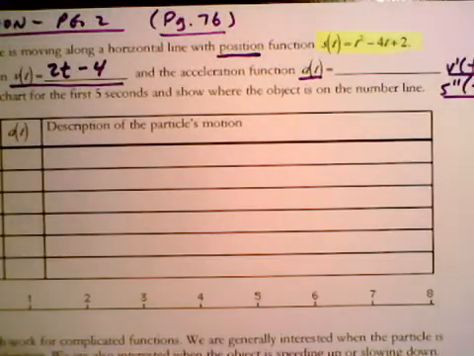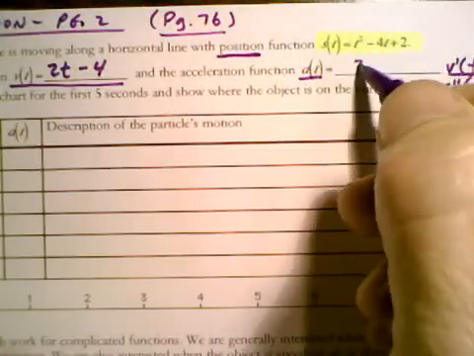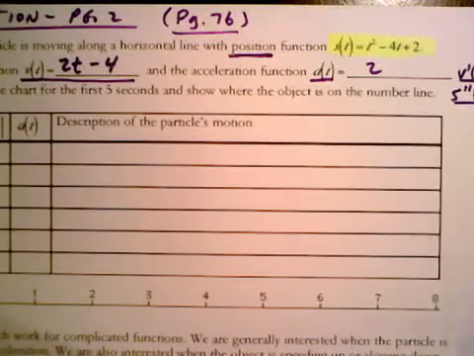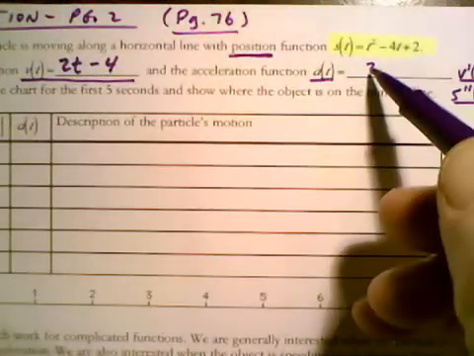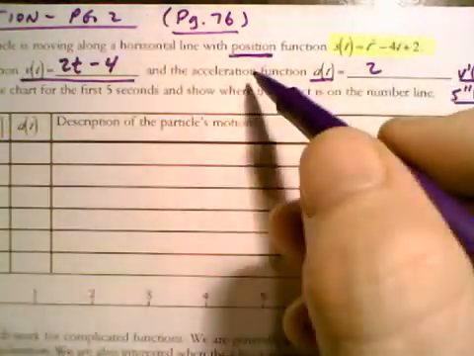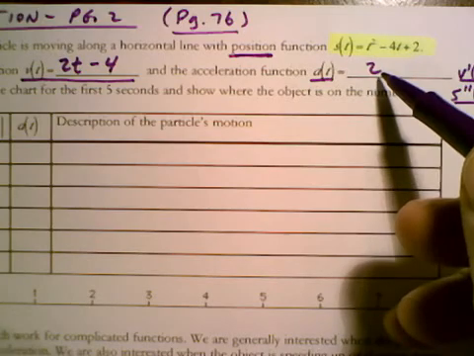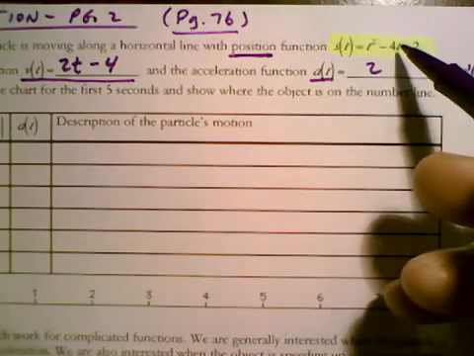The derivative of 2t would be equal to 2 because this is just a linear function. The velocity is linear, so the derivative of a linear function is just the slope of the line, and that's 2. So the acceleration is always equal to 2, so the acceleration is constant even though the position is not constant. That's okay.